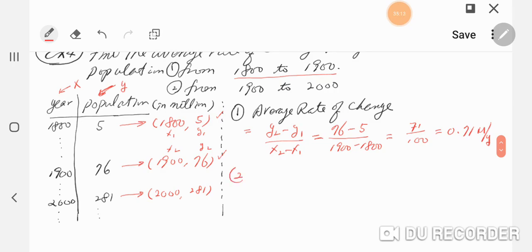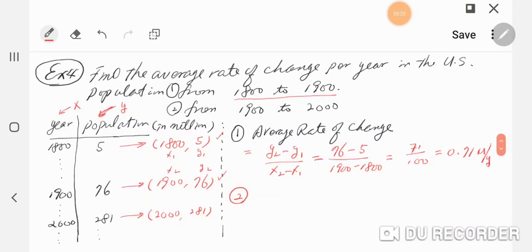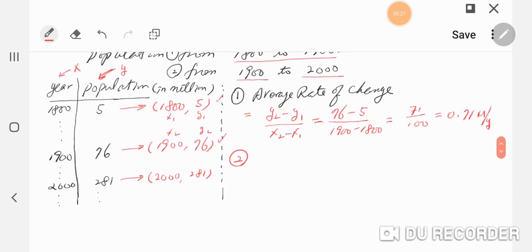Okay, number 2, same thing. Number 2 is the average rate of change per year in the population from 1900 to 2000. So let's say 1900 is x1, y1, and 2000 is the second point, x2, y2, right? So y2 minus y1 over x2 minus x1. This is problem number 4.